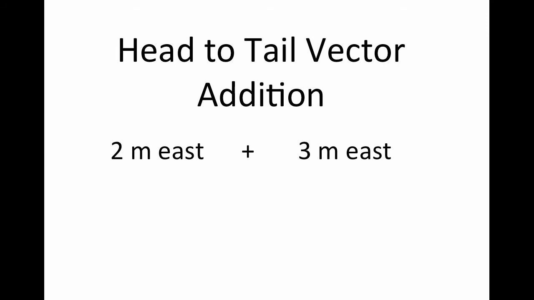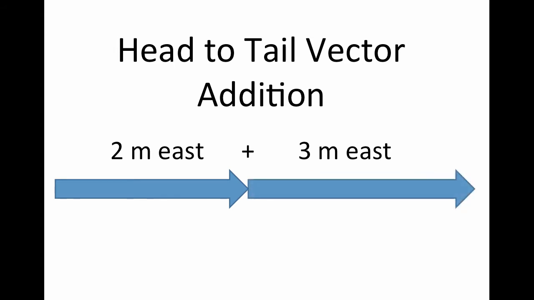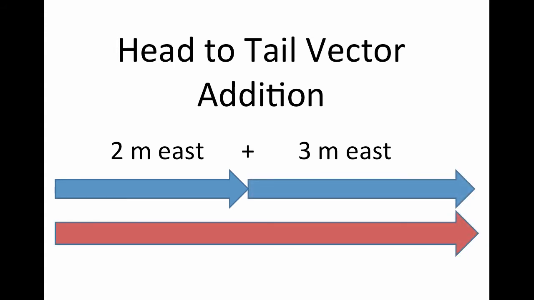So 2 meters to the east plus 3 meters to the east. There's 2 meters to the east. There's presumably 3 meters to the east. And in red here, I have the resultant that is the addition of the two. So there's the head-to-tail diagram, 5 meters to the east.